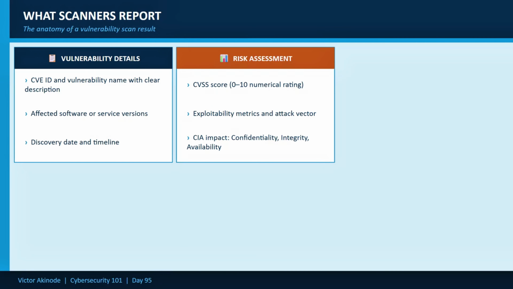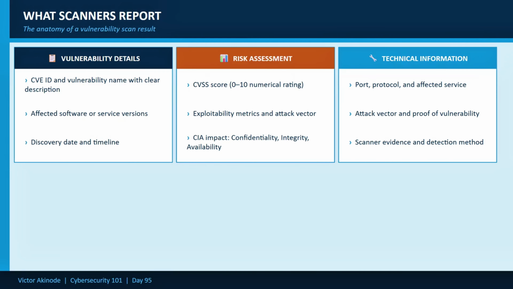The second one is the risk assessment. The risk assessment section includes the CVSS score, which is the 0 to 10 numerical rating we discussed earlier. The severity ratings include critical, high, medium, low, or informational. Risk assessment also includes exploitability metrics showing how easy it is to exploit the vulnerabilities found, and it also shows the impact analysis on confidentiality, integrity, and availability, which is the CIA triad of security.